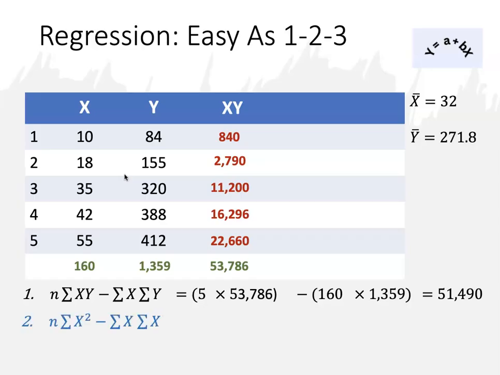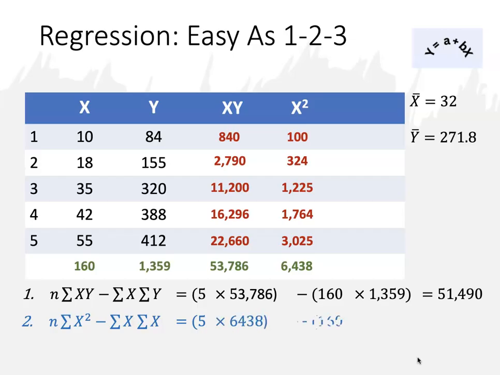Equation 2. We have n times the total for x squared. So this means we need a column for x squared. And all we're doing here is squaring each x value. So 10 squared gives 100. 18 squared, 324. Likewise, till we have a total of 6,438 for the column. Here you go. So n is 5 again. 5 times 6,438 minus 160 times 160, giving us 6,590.